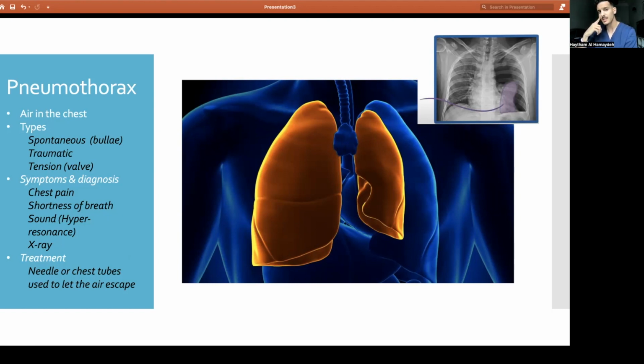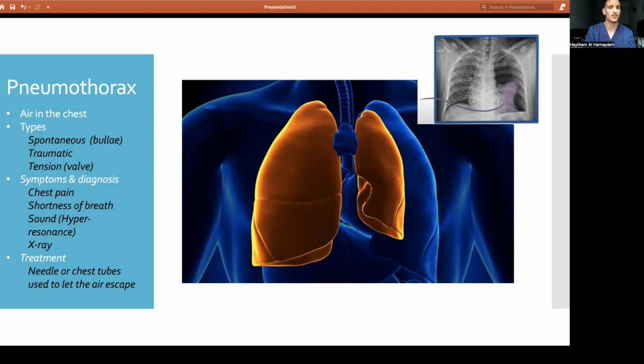Tension is similar to the first two, but here in this case, there's a valve system where air moves in, is not able to move out. So it's just a unidirectional movement of air into the lungs. And so the X-ray would show a collapsed lung, as you guys can see over here.